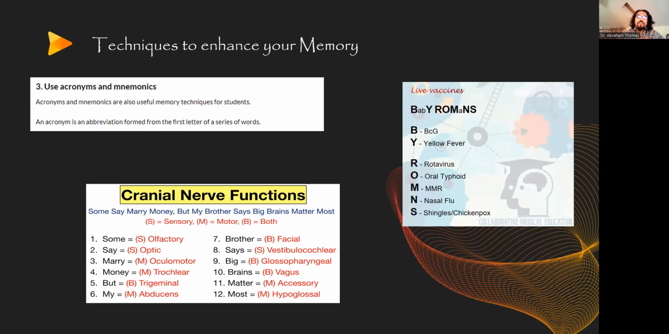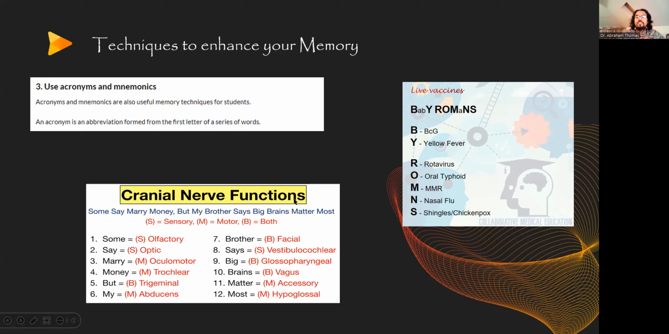Next, we talk about using acronyms and mnemonics, a technique that we're all very familiar with from medical school. So here on the right, I wanted to learn which were the live vaccines compared to the ones that weren't live. And so I came up with this mnemonic: Baby Romans, BCG, yellow fever, rotavirus, oral typhoid, MMR, nasal flu, and shingles, chickenpox. So you can see I've matched up a couple of these features. I've ignored a couple of letters here, but it's very easy to remember something like Baby Romans compared to remembering that all of these vaccines are actually live.